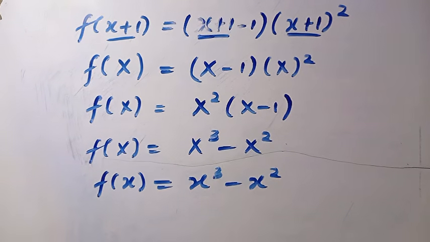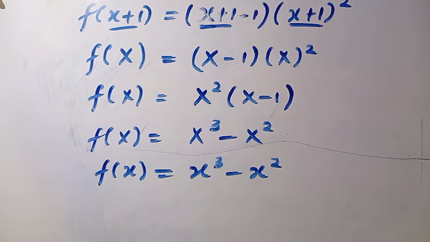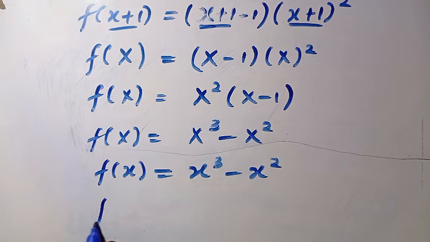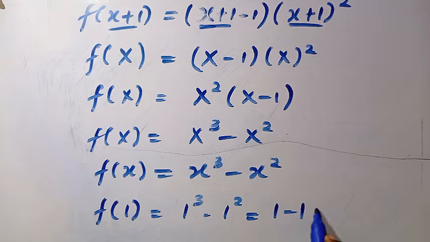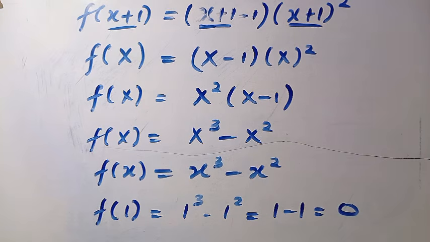So the question is, what is f of sin 90? We know sin 90 is 1, right? So we can just say f of 1 equals 1 cubed minus 1 squared. That is 1 minus 1 equals 0. This is another way of solving the same problem.